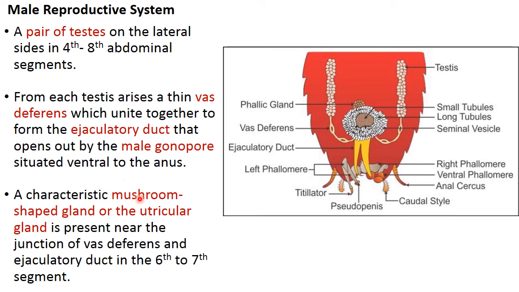और एक characteristic mushroom shaped gland है, the utricular gland है, and that is present near the junction of the vas deferens and the ejaculatory duct. So this is the vas deferens and this is the ejaculatory duct. इसके junction पे है the utricular gland or the mushroom gland, जिसमें 2 types of tubules हैं, small tubules and long tubules. तो male reproductive system में कितने types of glands हैं? एक तो mushroom gland है, एक seminal vesicle है, और एक phallic gland है.